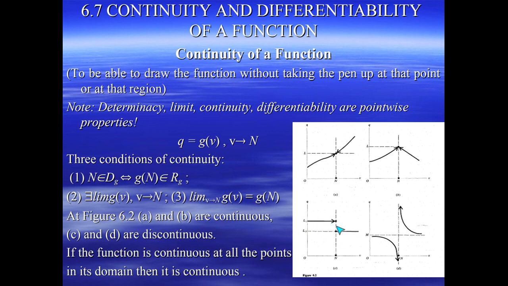Anyway, what are the limits of this function from the left and from the right? The limit of this function from the left is L1. When you approach n from minus infinity, coming closer and closer to n, the value of the function is L1 and its limit is L1. But when you approach n from above, from the right-hand side, the value of the function is L2 and its limit is L2. So it has a left limit and a right limit, but they are not equal. So you cannot draw this function without taking your pen off the paper. So this function is discontinuous.